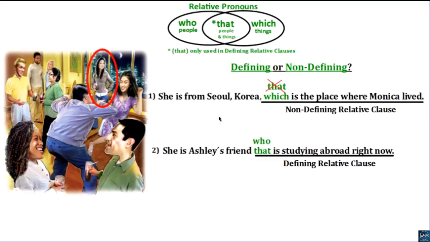So remember, defining relative clauses, I can use who or that for people, or even which, if I'm talking about a thing. Good. So I hope this was helpful in understanding how we use these relative clauses and what the difference is between the defining and the non-defining relative clause. So, good luck, and thanks for watching, guys. Bye.